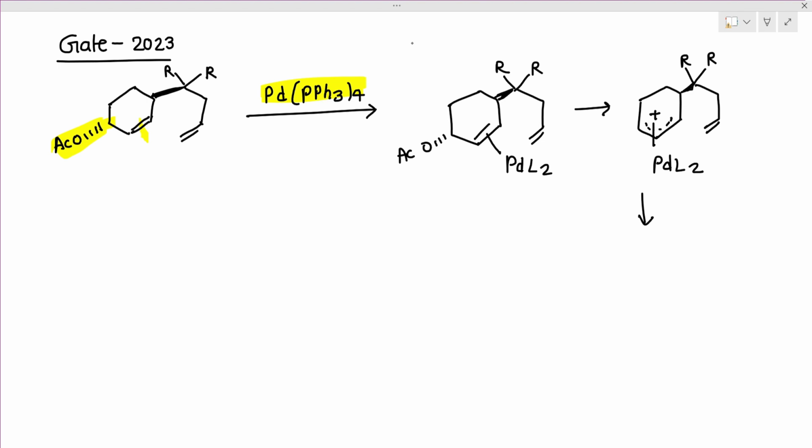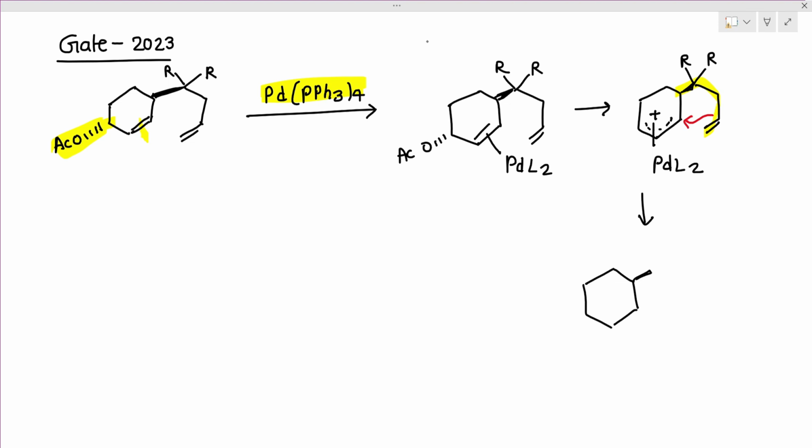Here, this is an example of an intramolecular Tsuji Trost reaction because you can see there is a ring and this is a side chain. This side chain can attack here, from this atom. This will act as an inbuilt nucleophile. So you will get the attack here.